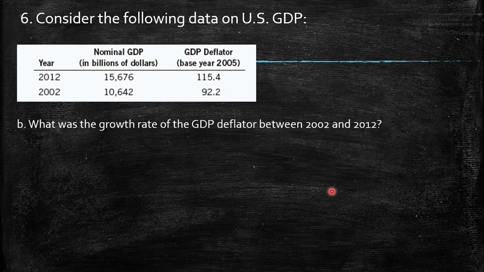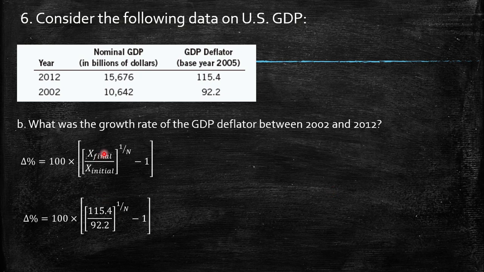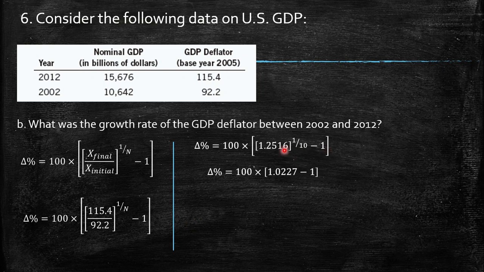Then what was the growth rate of the GDP deflator between 2002 and 2012? Exactly the same, just instead of nominal GDP we put the deflator here, which is 115 over 92. Then we have this value for decimals, and then we elevate this number to 1 over 10, and at the end of the day we have an increase of the deflator of approximately 2.2627 percent.